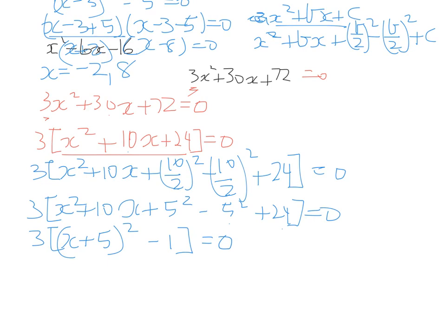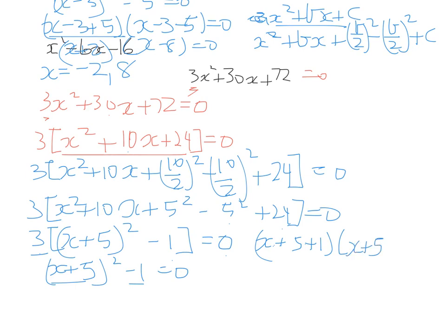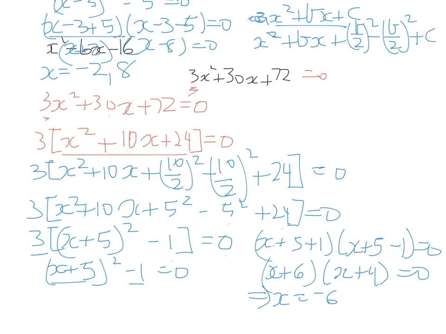So now, we're going to divide both sides by 3. So divide that by 3, divide that by 3. We've got x plus 5 all squared minus 1, and that equals 0. Here is our a term, here is our b term. So we'll end up with x plus 5 plus 1, since 1 squared is 1, and x plus 5 minus 1, and that equals 0. And we've got x plus 6, x plus 4 equals 0. So from there we imply that x equals negative 6 or negative 4.